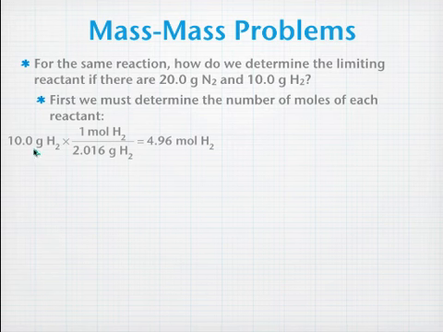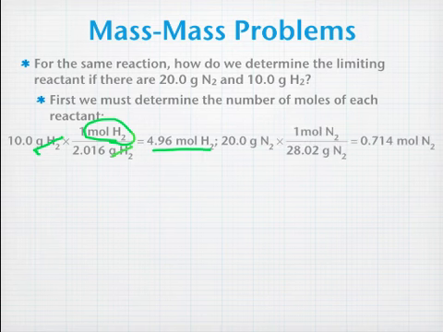Of course, the grams of the hydrogen cancel with the grams of the hydrogen, leaves us with moles of hydrogen. So we're starting off with 4.6 moles of hydrogen. For the nitrogen, we'll do the same thing. Don't forget, H2 and N2 are both diatomic, so we multiply them by 2. So 20 grams of nitrogen gives us 0.714 moles of nitrogen. All right, so we have the moles now, and at this point it's as if we had started with moles, so we keep going.